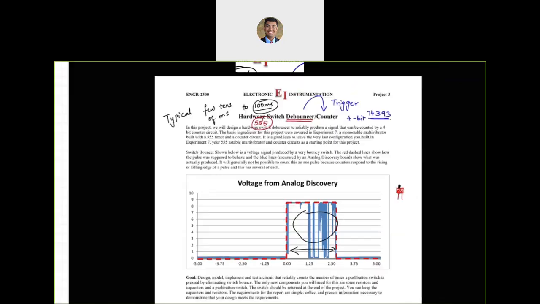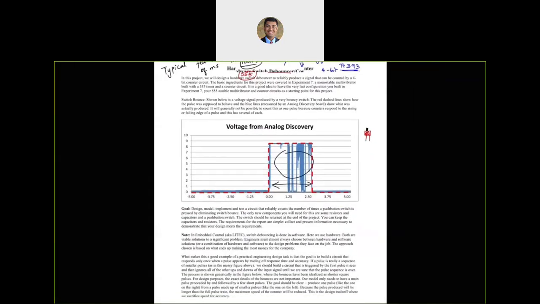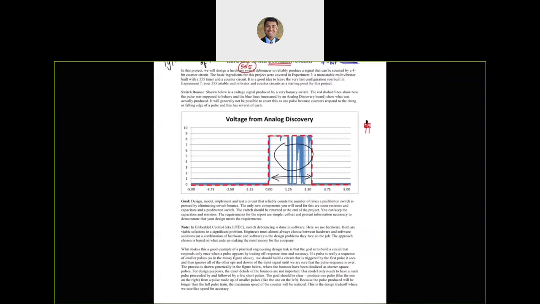Okay, so that's a quick motivation here. As I already mentioned, this could be done in software. And if you have taken LIHTC before, you probably have done this switch debouncing using software, but we are going to be doing this in hardware.